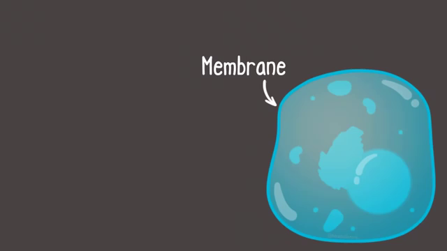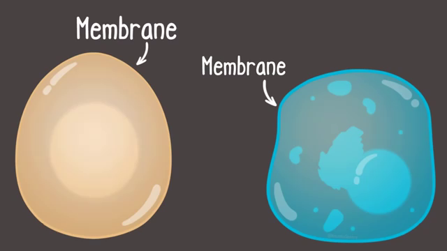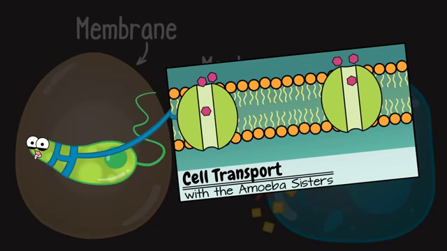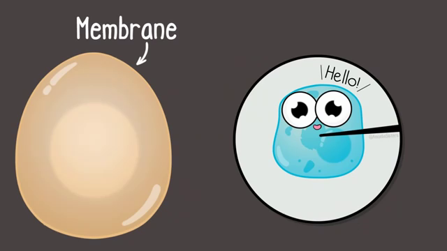We often visualize the membrane of a cell this way, like this membrane around the chicken egg. The cell membrane is semi-permeable, meaning it lets some materials through, but not others. We have an entire video all about cell transport and how materials can pass through the membrane. A cell could never be as large as a single chicken egg, though.